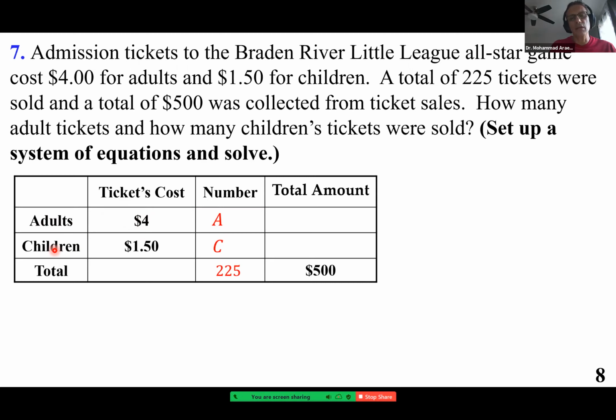Therefore, the total amount we collected from adults would be 4 times A, 4A. From children it would be 1.5 times C, 1.5C. And now we have the first equation, A plus C is 225, and the second one, 4A plus 1.5C is 500. As long as we have those, we are pretty much in good shape.